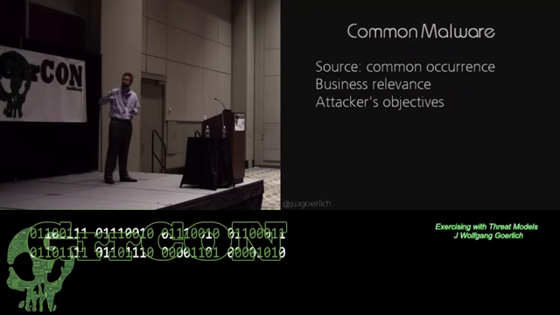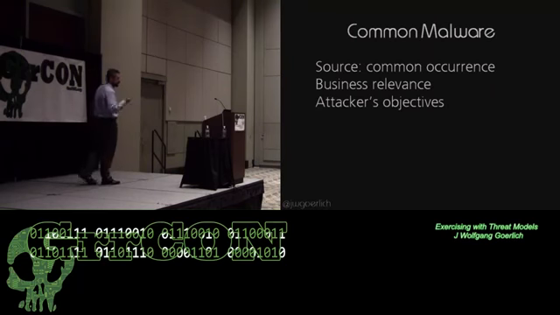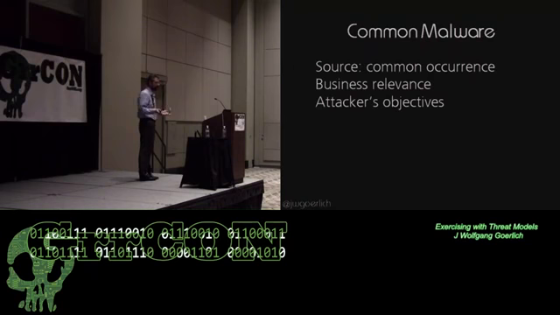Business relevance and attacker's objectives are pretty important in determining, A, how important is it, and do we pass it on to the rest of the exercise and pay very close attention to it? And B, how badly do they want to get us? Because how badly they want to get us determines how advanced our controls need to be, right? Because we need more coverage the more advanced the attacker is.